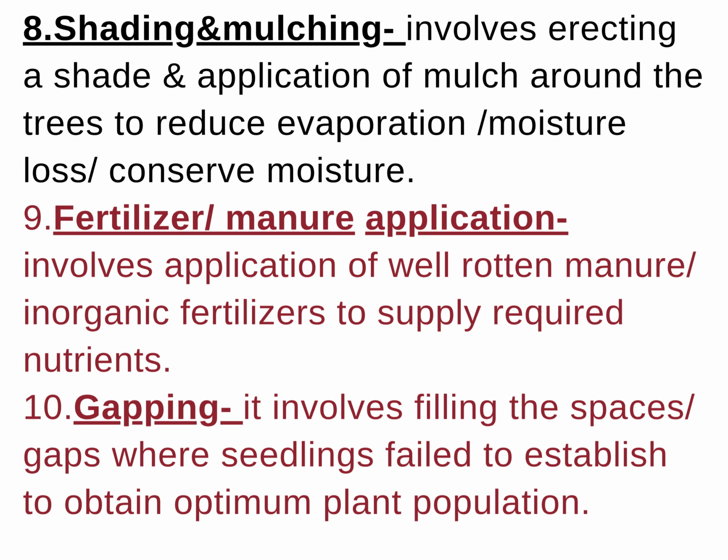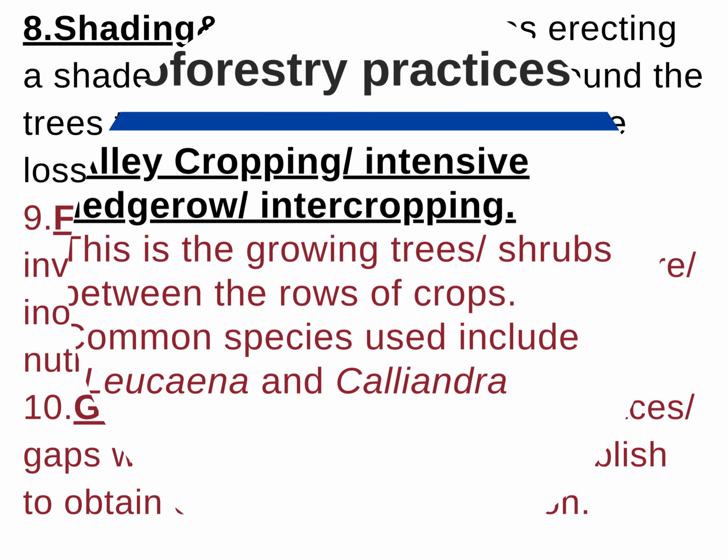8. Shading and mulching involves erecting a shade and application of mulch around the trees to reduce evaporation, moisture loss, conserve moisture. 9. Fertilizer, manure application involves application of well-rotten manure, inorganic fertilizers to supply required nutrients. 10. Gapping. It involves filling the spaces, gaps where seedlings failed to establish to obtain optimum plant population.